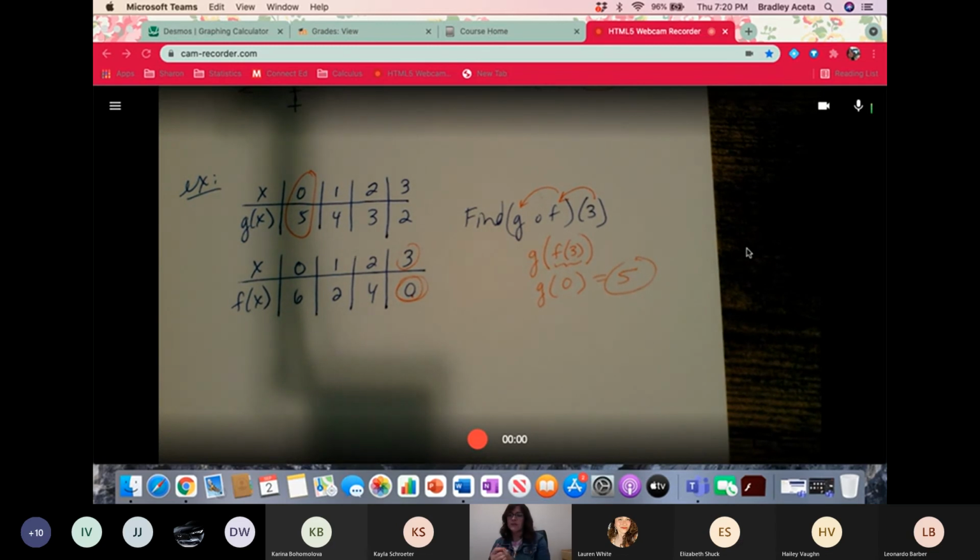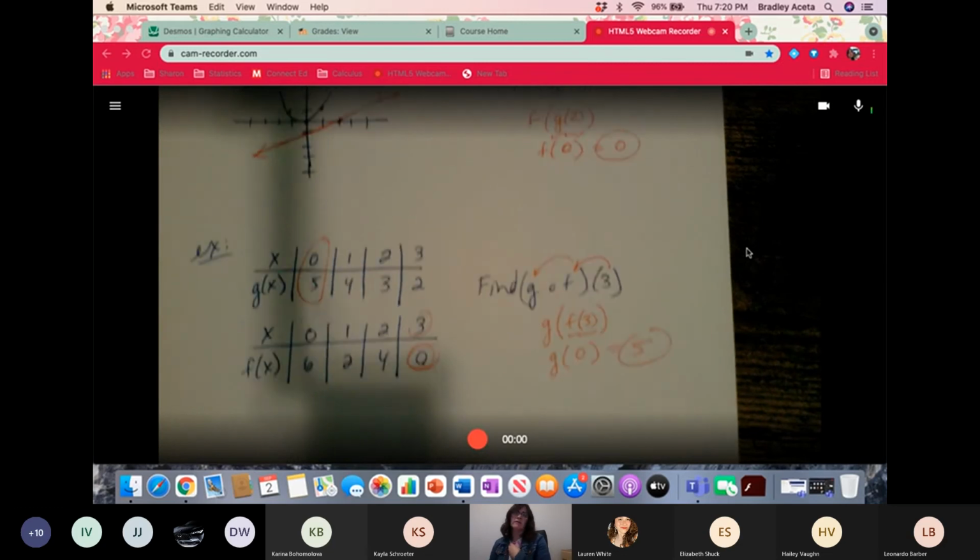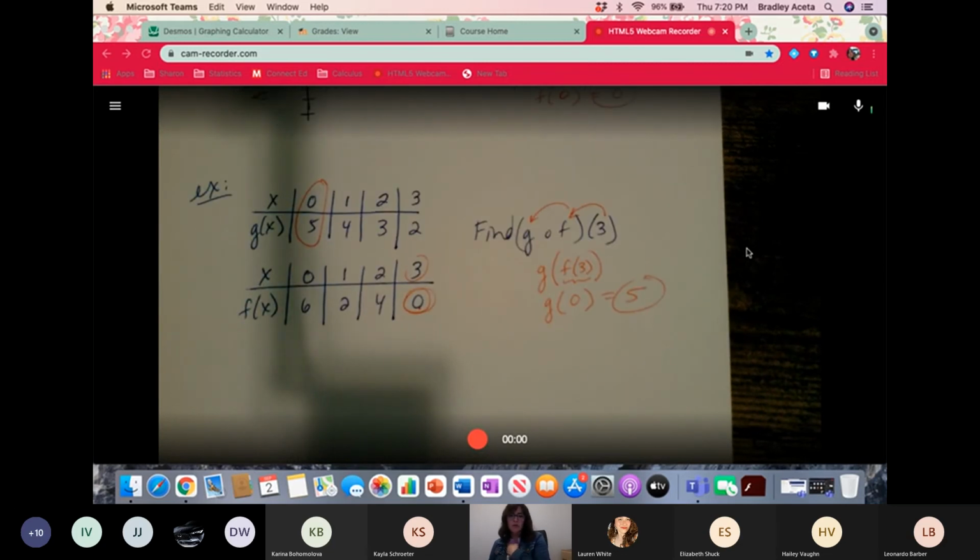Hopefully that's making sense, how to read it from a graph and how to read it from a table. You're looking at the y value. You have to go to the x first and tell me what the y is. That's always what you're doing. Okay.